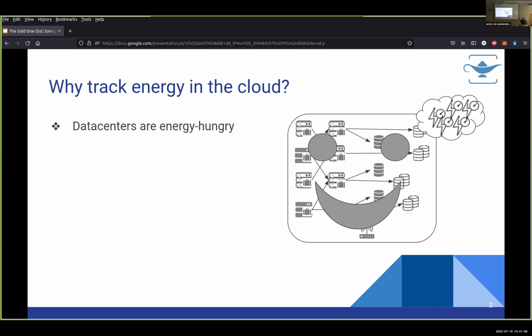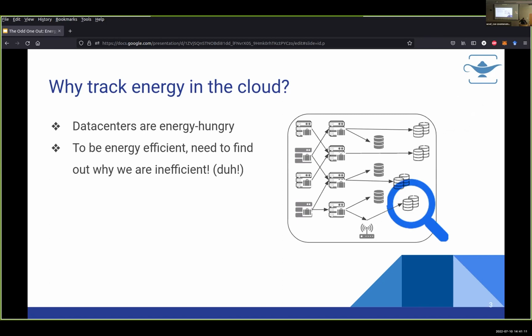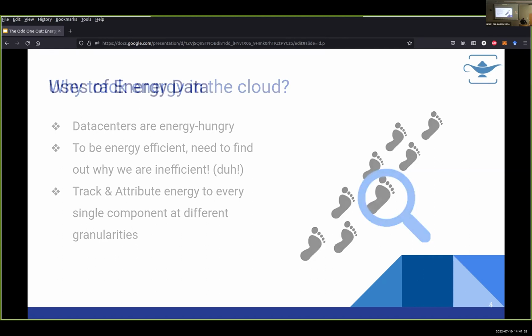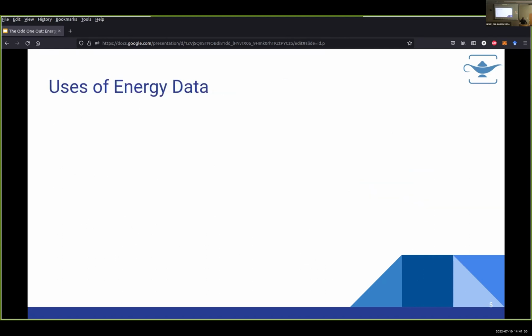So to be energy efficient in data centers, we obviously need to find out why we are inefficient. And to do so, we need to track and attribute energy to every single component, at different software granularities as well as temporal granularities, that are running in the data center. So let us imagine if we had access to all of this energy consumption data, and how we would actually use it.